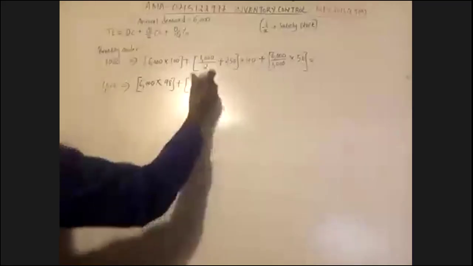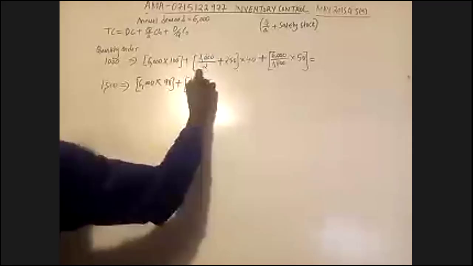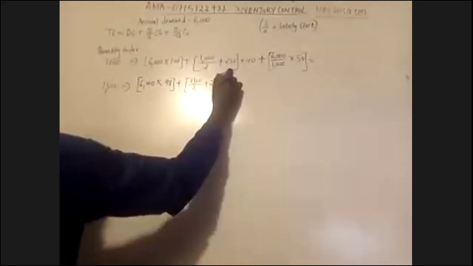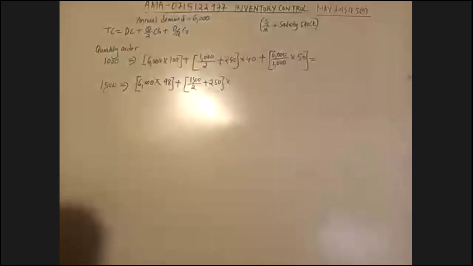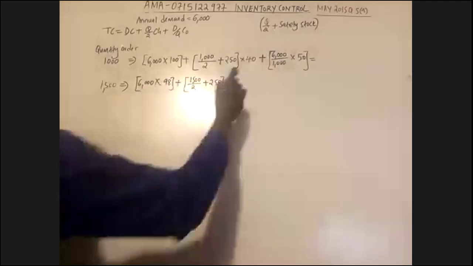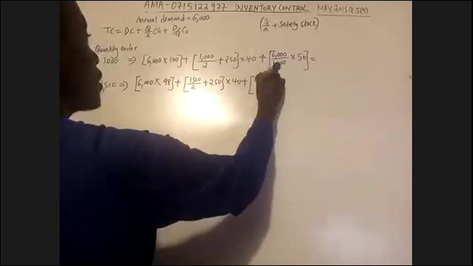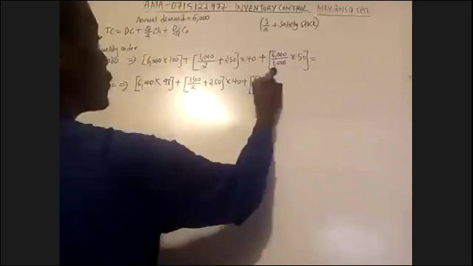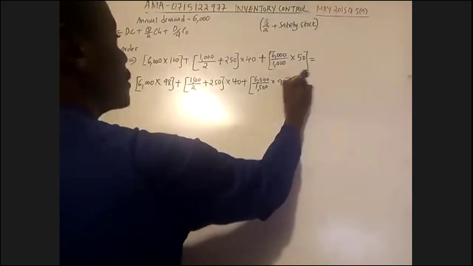plus haya itakuwa ni 1,500 over 2. So ukumbuka kwa 250 safety stock. So remember to add the safety stock of 250. Then you multiply with 40, which is not changing. The sum of this one is not changing. I have 6,000 over 1,500 times 98. Is that one correct?